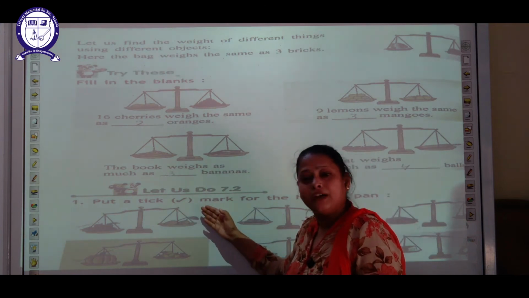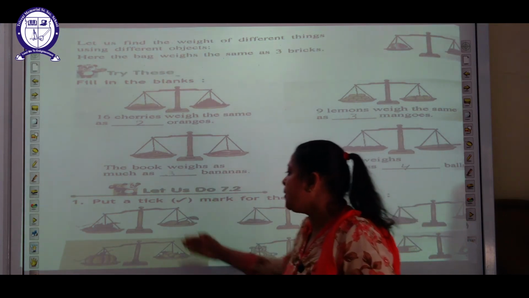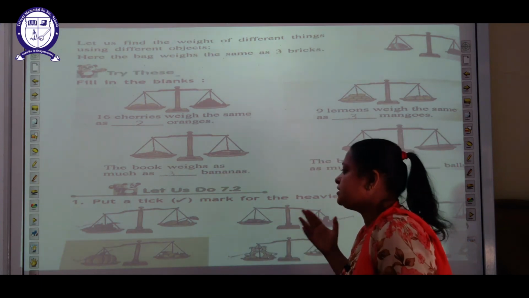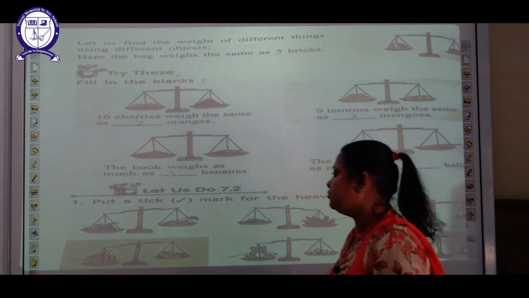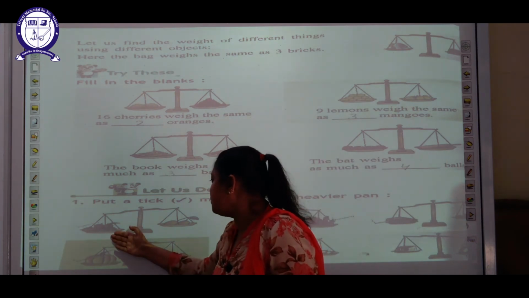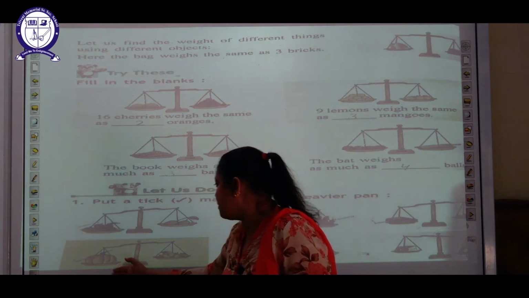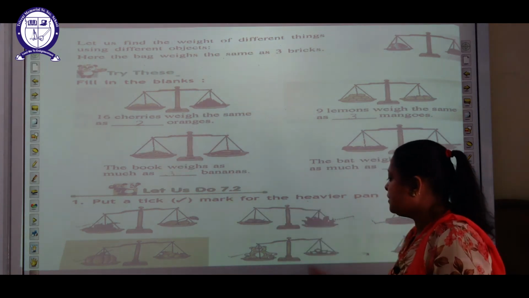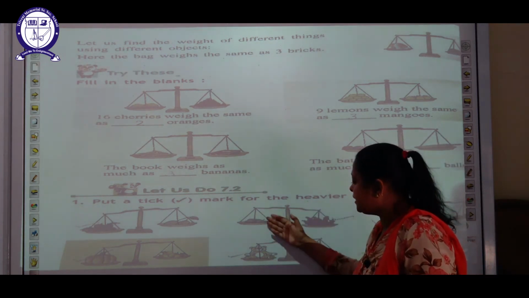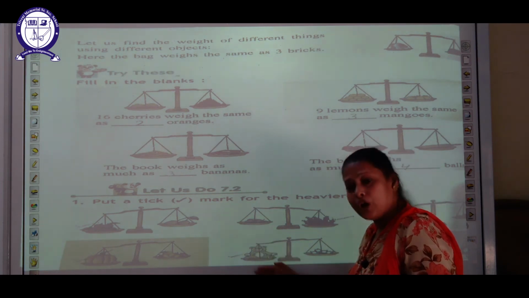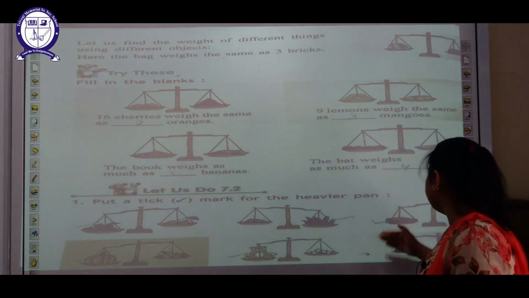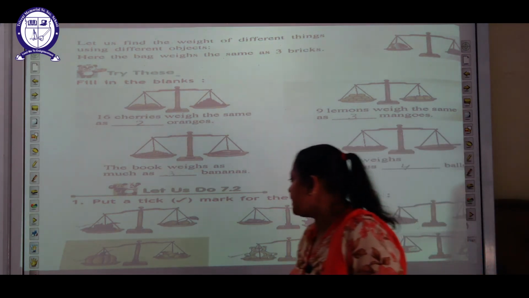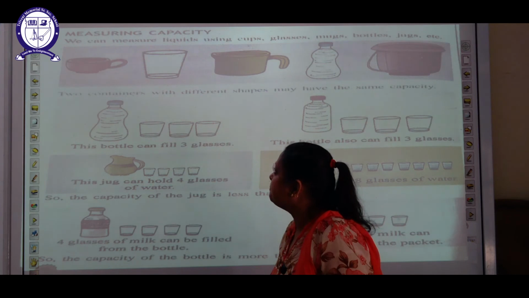Now we will do the exercise 7.2. Put a tick mark for the heavier pen. Which is the heavier pen? You will have to tick. This is the heavier pen, student. This is the heavier pen, which shows that the pen will move to the downward side. This shows the heavier pen.